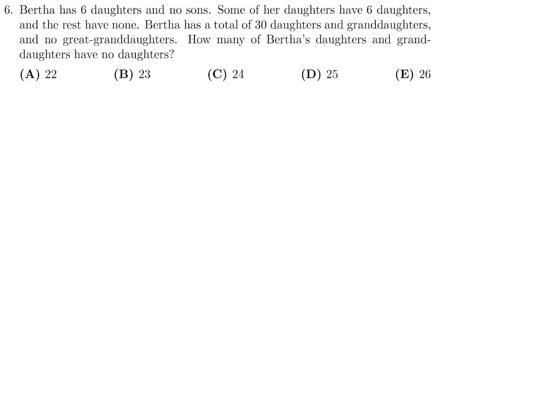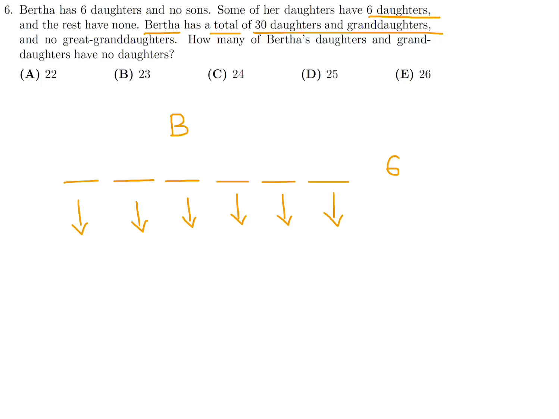So we have Bertha as the top of the family tree, and then she has 6 daughters: 1, 2, 3, 4, 5, 6. All right? And then each of those daughters has children, and we don't know the exact distribution yet. But we have one important clue, that Bertha has a total of 30 daughters and granddaughters. Well, we already know that she has 6 daughters. That's given in the question.